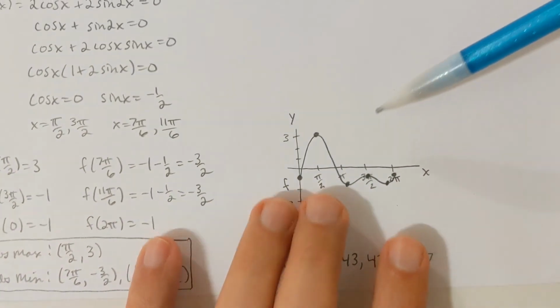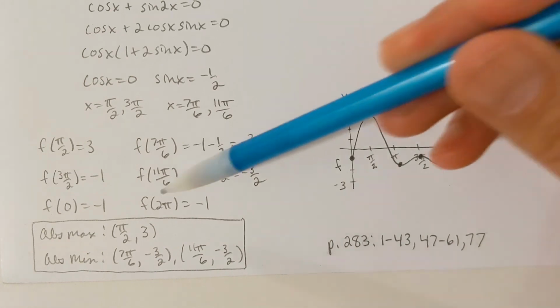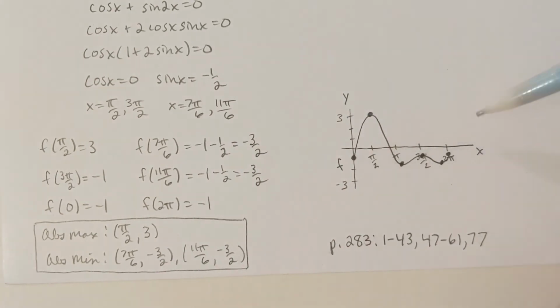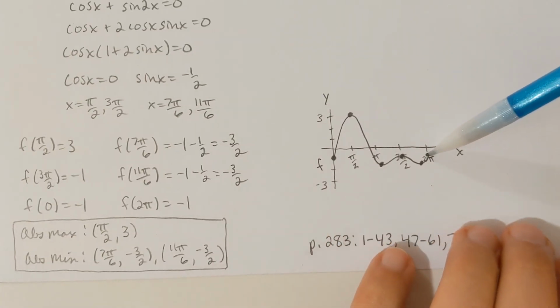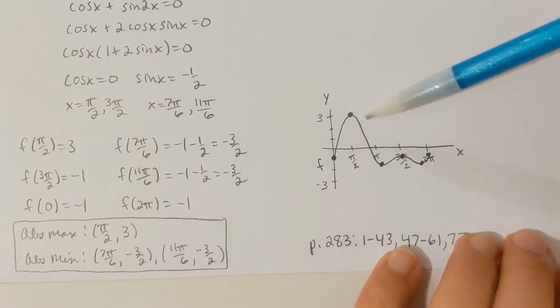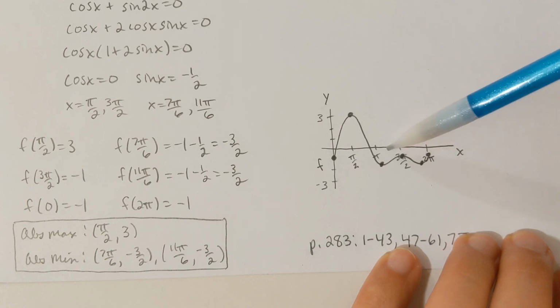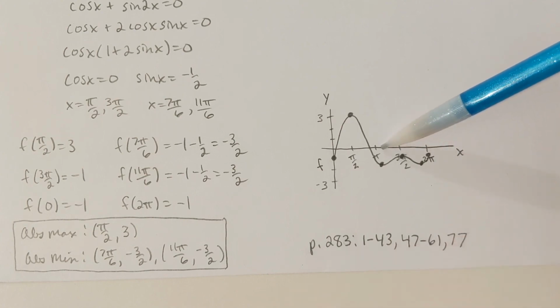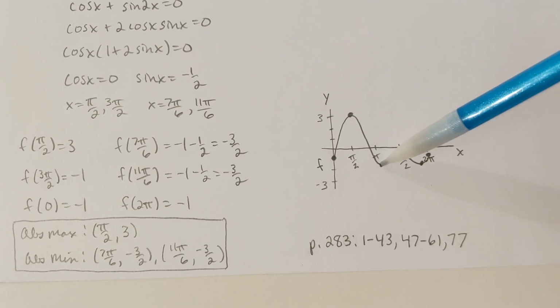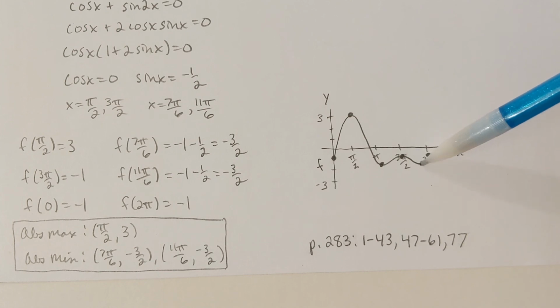And so I've drawn the curve here. I plotted these points. Here's 0, negative 1. Here's 2 pi, negative 1. Pi over 2, 3. 3 pi over 2, negative 1. And then 7 pi over 6, that's just to the right of pi. I'm coming down to a height of negative 3 halves. And then 11 pi over 6, that is just before 2 pi. I'm also coming down to a height of negative 3 halves.